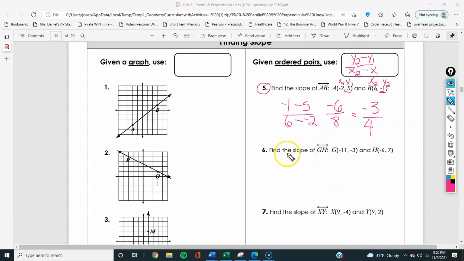All right. Let's take a look at number 6. Find our slope. So I'm going to do my change in y's. So 7 minus -3. Always y on top. Don't ask me why. I'm going to do my change in x's. So -6 minus -11. So this becomes a positive. This becomes a positive. So I get 10 over 5, which I hope we all know is 2.